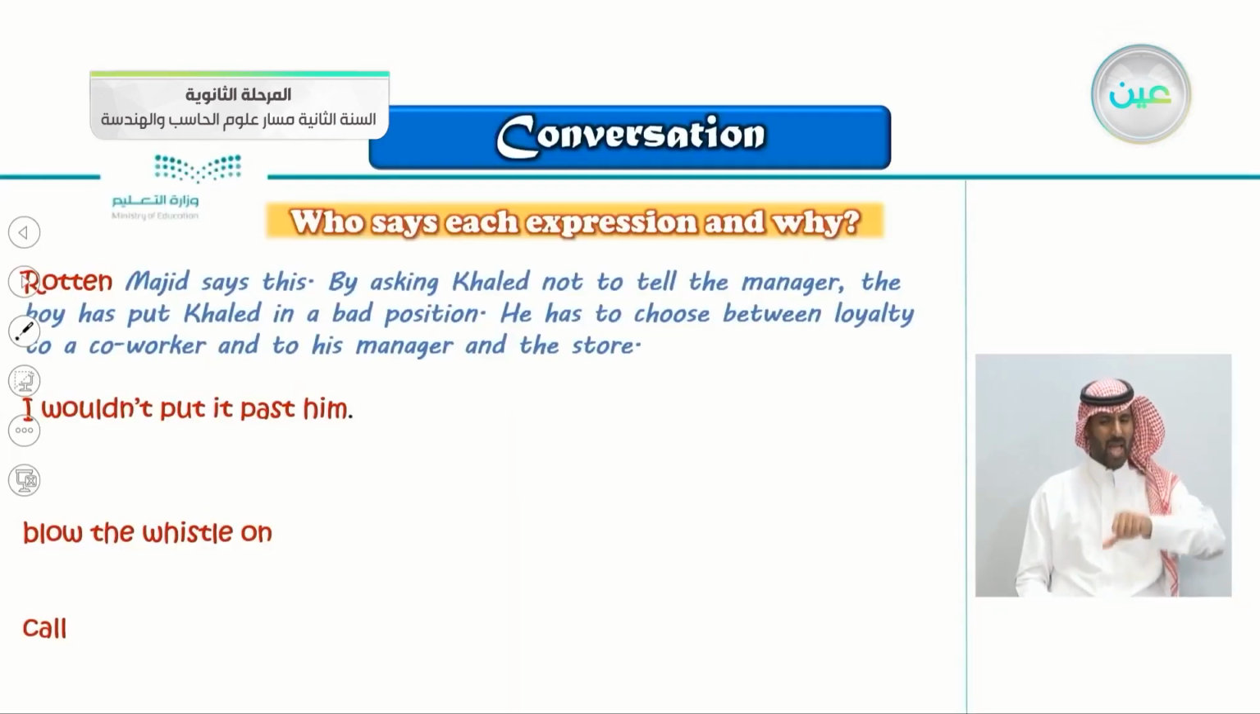And why? Majid says this by asking Khalid not to tell the manager. The boy has put Khalid in a bad position, a rotten position. He has to choose between loyalty to a co-worker and to his manager and the store. I wouldn't put it past him. So, who said this one? Majid or Khalid? And why?